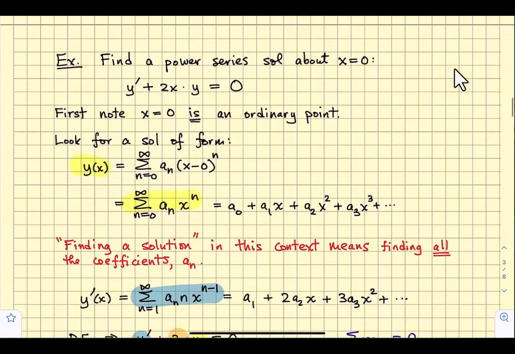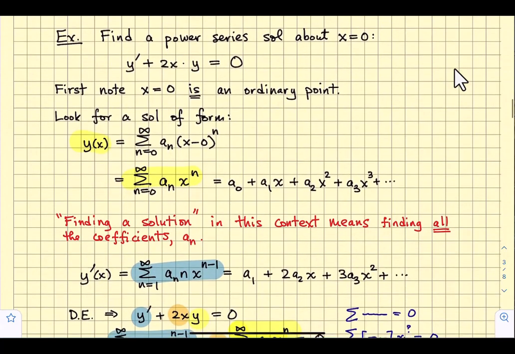So let's find a power series solution about x equals 0 for the first order differential equation y prime plus 2x times y equals 0. So first note that x equals 0 is an ordinary point, because I have a leading coefficient of 1. So my p function, I don't have a q function here, my p function is 2x. That's a polynomial. That is a perfectly analytic function everywhere, and in particular at 0.